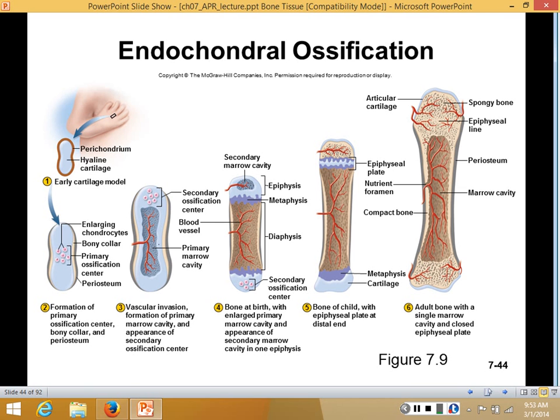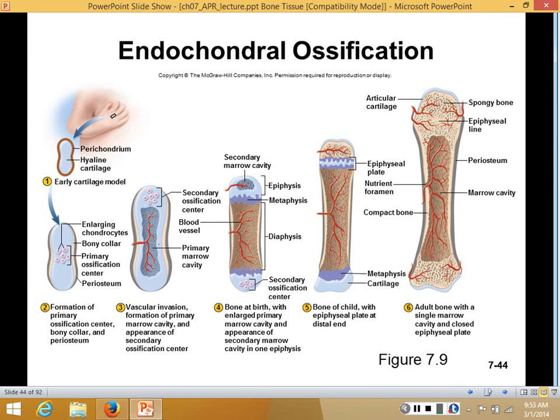These chondrocytes, which are your cartilage cells, because the matrix starts to get hardened, are cut off from the nutrients they were once getting, and then they're going to die. So these chondrocytes right here, they have to die. So you have your bony collar. Now we have the periosteum. We don't have the perichondrium anymore now, right?